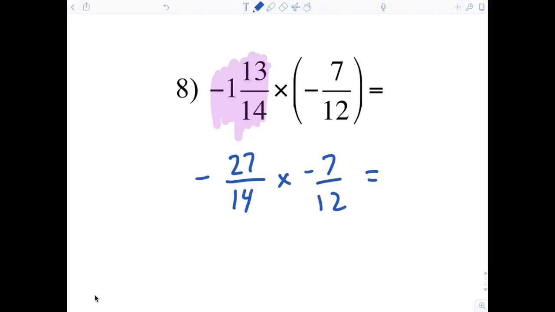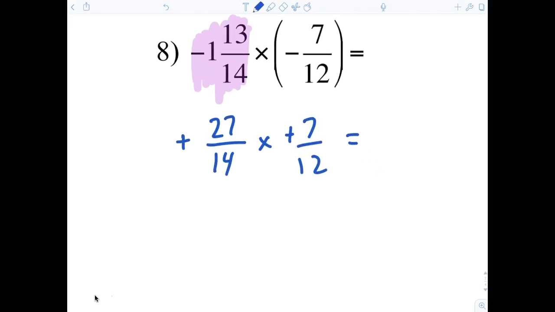So a negative times a negative is automatically a what? Positive. So when I was doing this, I went ahead and just changed these both to positive so I wouldn't make a mistake. Everybody good with that? All right. Now, boys, what can I reduce? Tell me. Go ahead.